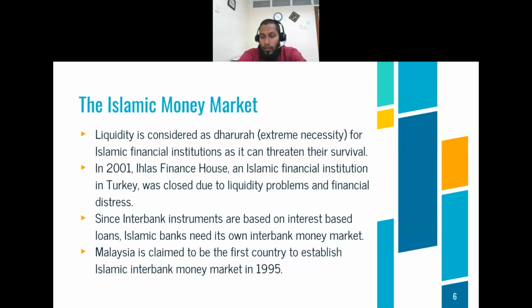Therefore, there was a need for an alternative to the conventional interbank money market. Malaysia is believed to be the first country in the world to establish an Islamic interbank money market for the smooth running of the operations of Islamic financial institutions in the country. The first such money market was introduced in 1995 in Malaysia.